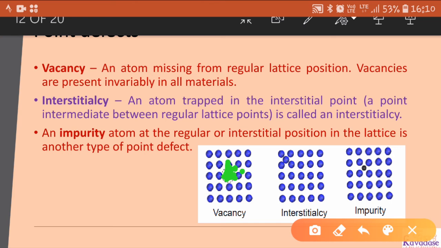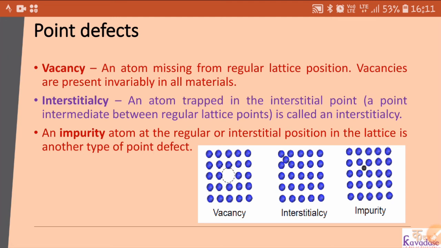In interstitial type of defect, you can see an additional atom is present there, which is not required. So this is interstitial type of defect. And in impurity type of defect, you can see an additional atom of another material is present. This is not required in pure material, and that is known as impurity type of defect.